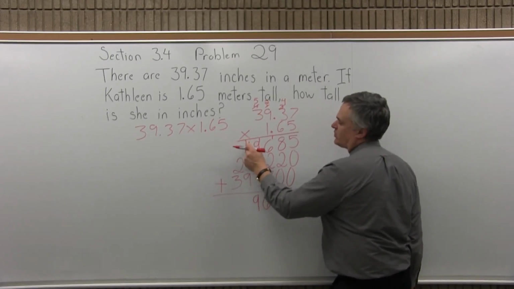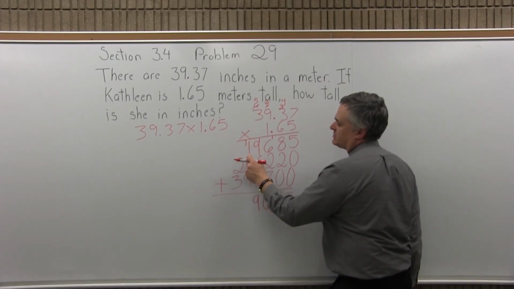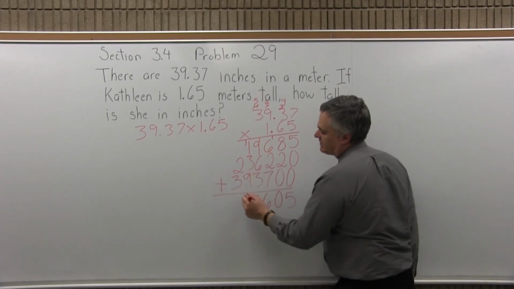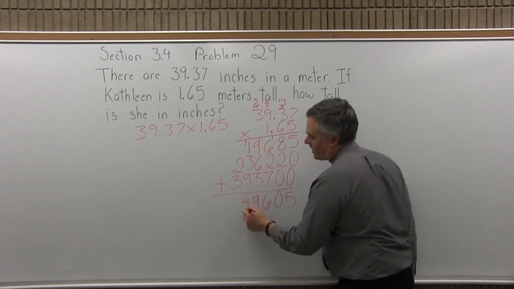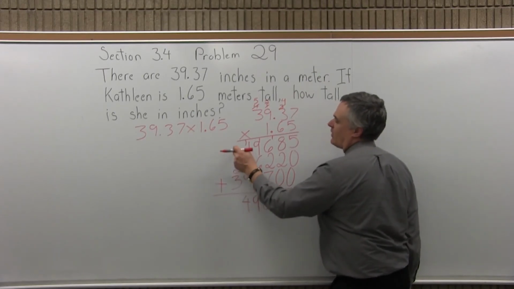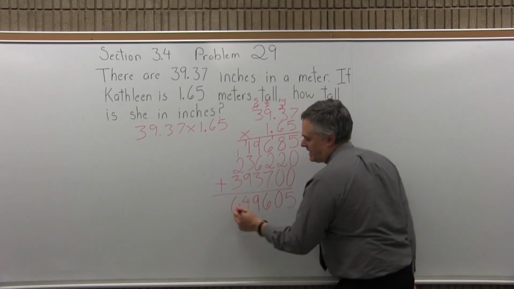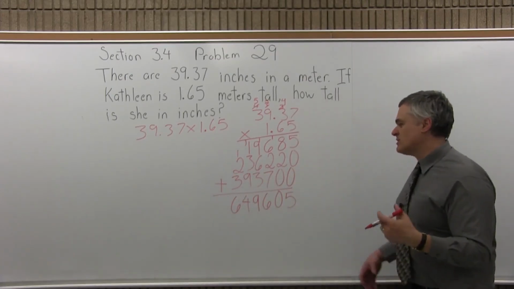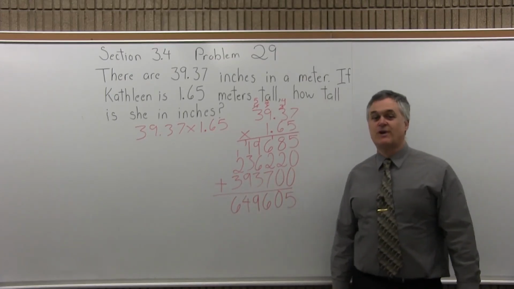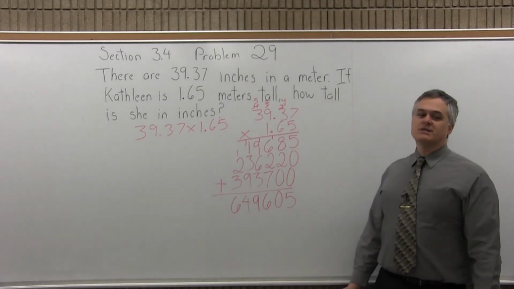So now 1 plus 1 is 2. 2 plus 3 is 5. 5 plus 9 is 14. For 14, write the 4, carry the 1. Now 1 plus 2 is 3. 3 plus 3 more is 6. And without the decimal, it would be 649,605. But where does the decimal point go?